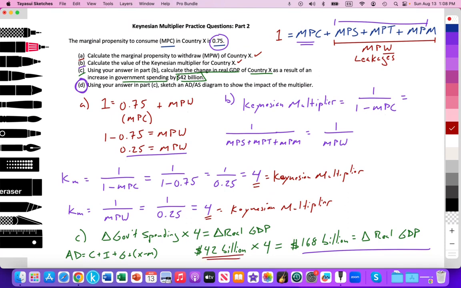To draw that, I'm going to need some data to label on my Keynesian multiplier diagram. I'm going to need the initial injection of 42 billion. So I'll make a note of that. The initial change in government spending is equal to 42 billion. And the change in real GDP as a result of that injection is equal to, as we calculated here, 168 billion.